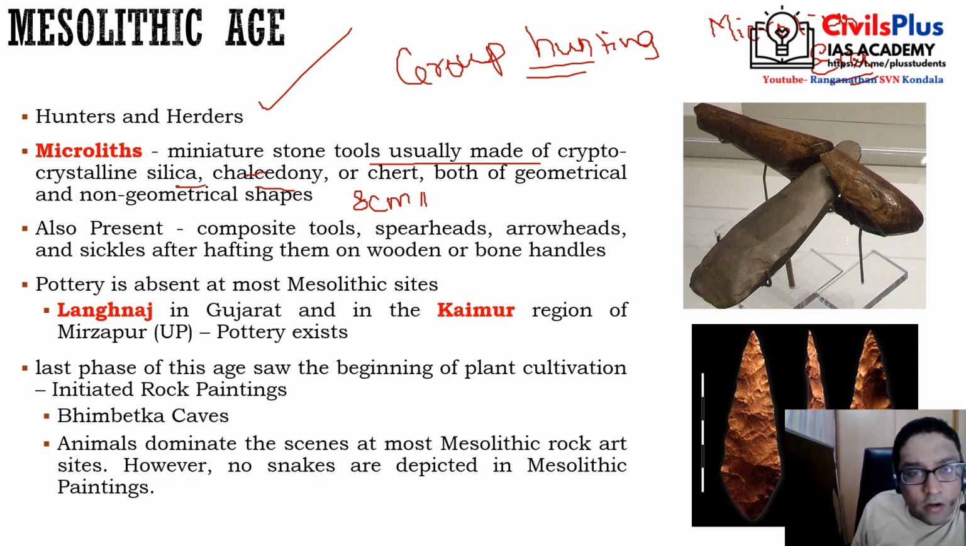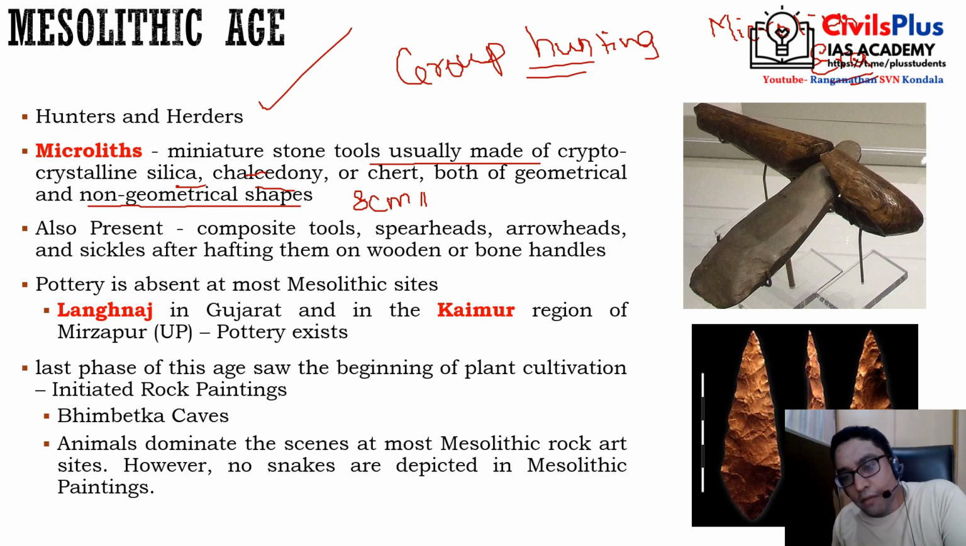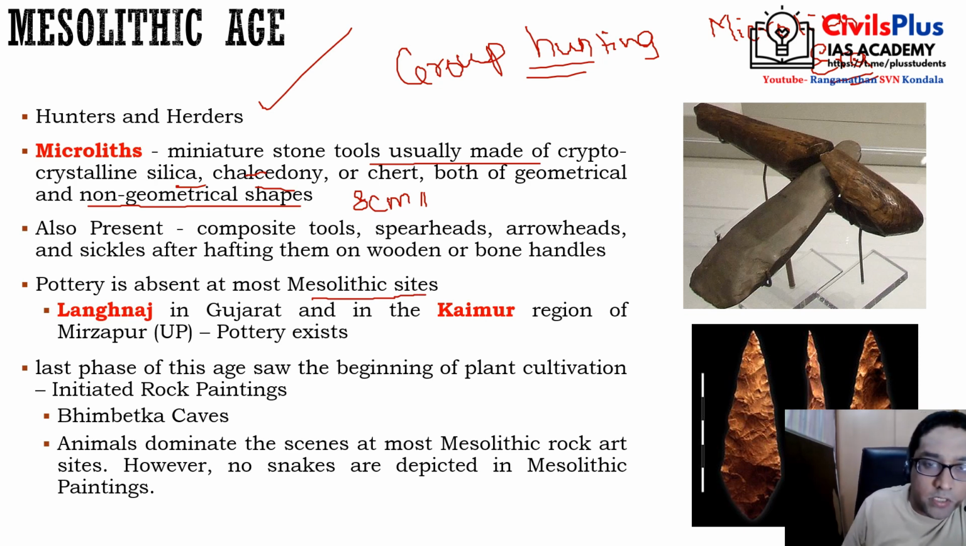Non-geometrical shapes. It's not about looking very perfect in shape. These are tools which are just supposed to look okay. Pottery is absent in most of the Mesolithic region. This becomes a question for most of your prelims MCQs.